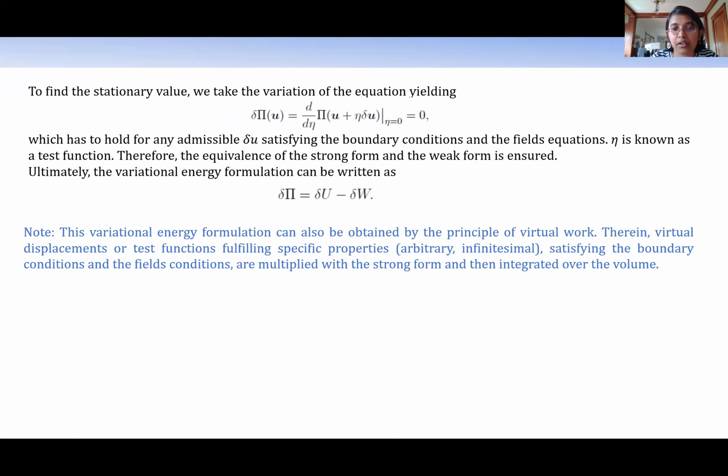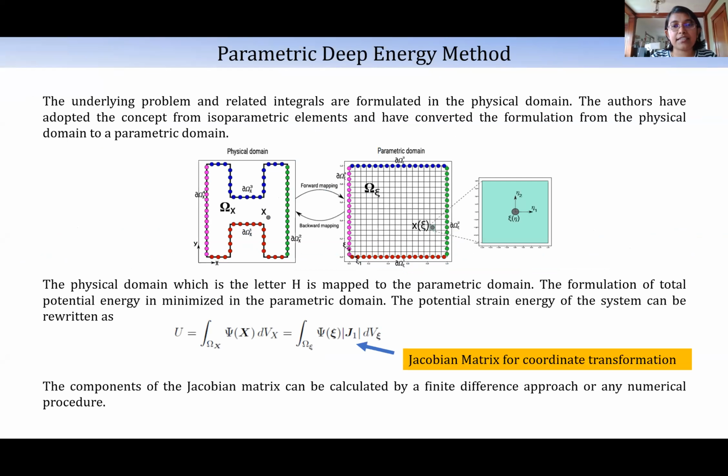There's one more way in which we can do it, that is by using the principle of virtual work. That has not been specified in the paper. Now, this is the parametric deep energy method, in which the underlying problem and the related integrals are solved in the physical domain. The authors have adopted the concept of isoparametric elements, which is common in isogeometric analysis, and have converted the formulation from the physical domain to the parametric domain.